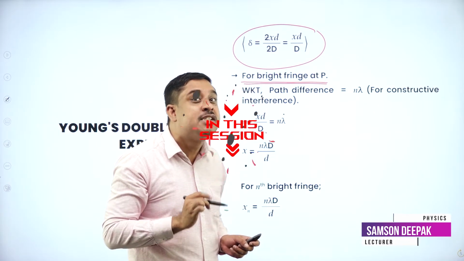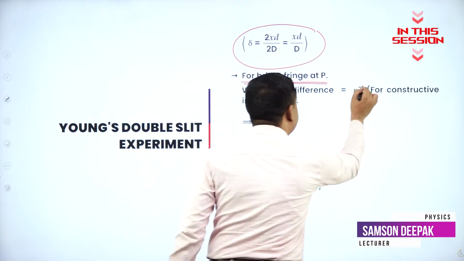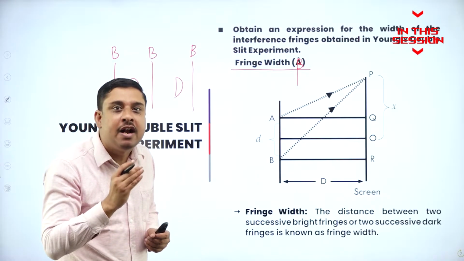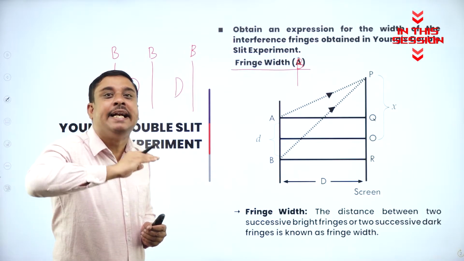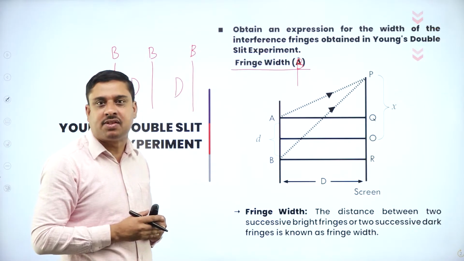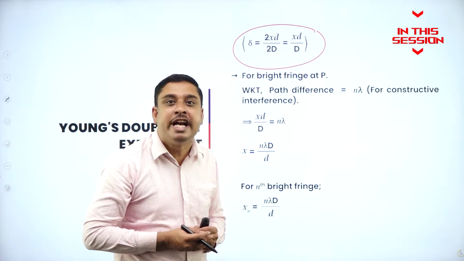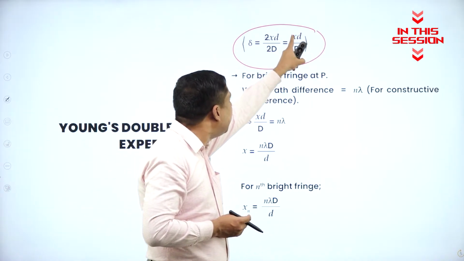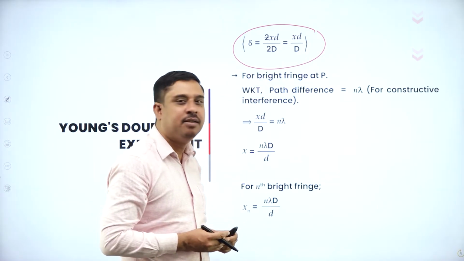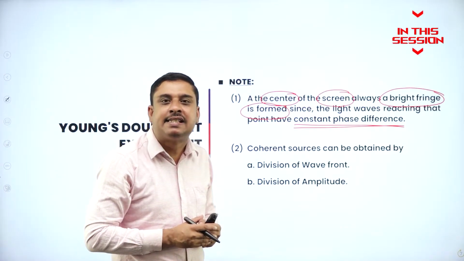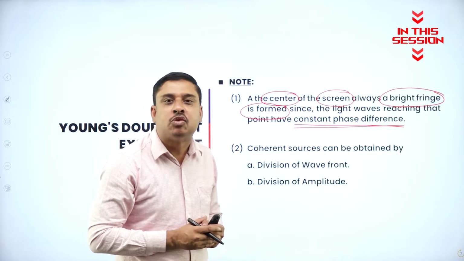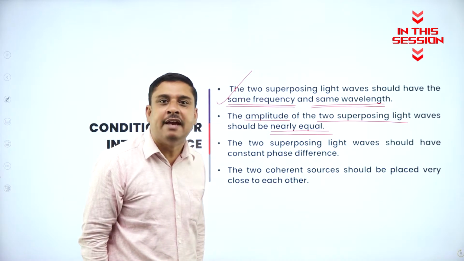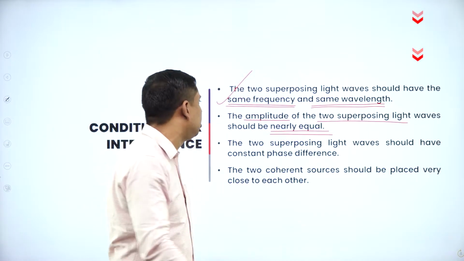Constructive interference, bright fringe. It is n lambda. It is alternate bright and dark bands. Reaching the point P is x into d divided by capital D. Therefore, the central point is always bright. The two superposing light waves should be nearly equal.